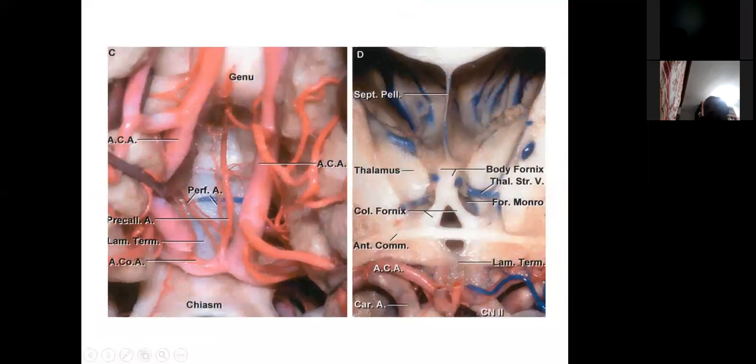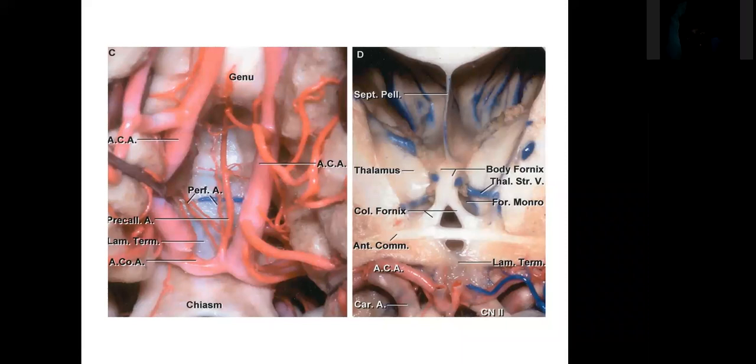So here we have a representation of the vascular structures, the vascular relationships. As we said, part of the floor of the third ventricle is represented by the perforated substance, which is actually a region of the floor perforated by the branches of the posterior cerebral artery. So the posterior perforated substance is that part perforated by the branches of the posterior cerebral artery.